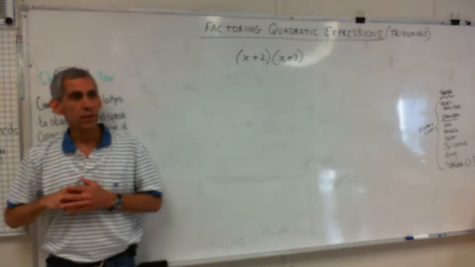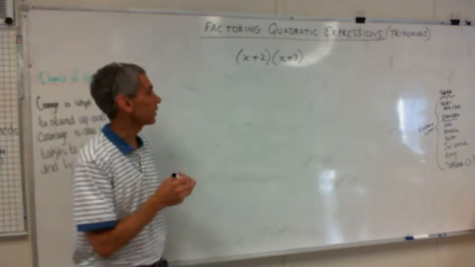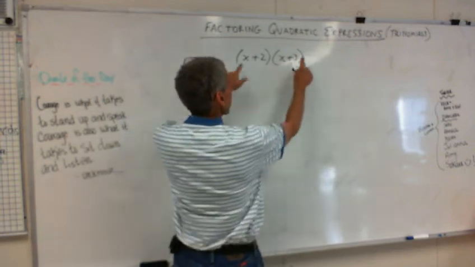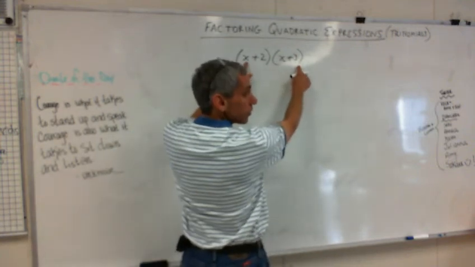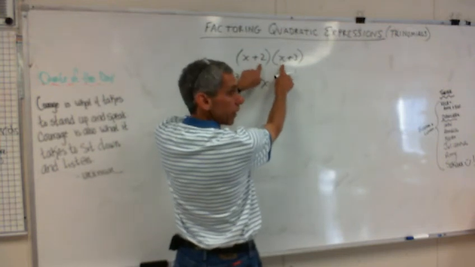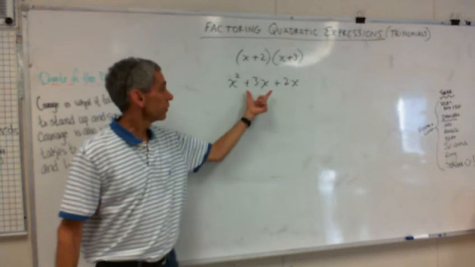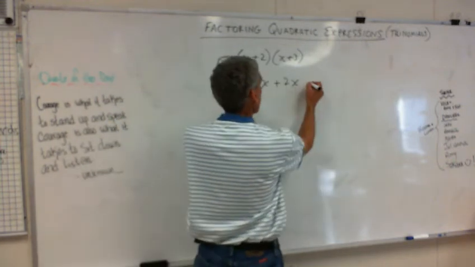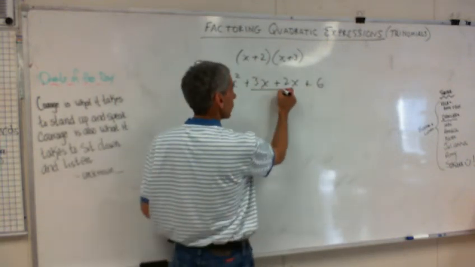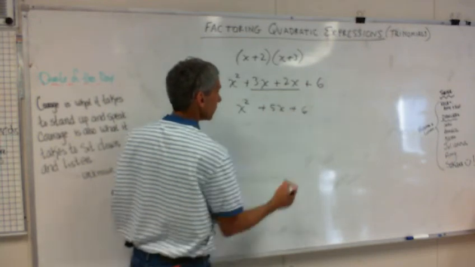So what process would you use to... FOIL, exactly. So my first: x times x squared, right? Outside, 3 times x, 3x, right? Inside, 2 times x, 2x. Notice I'm doing a plus here, Aiden, right? That's 3x plus 2x, and then plus 2 times 3 is 6. Now I'm going to combine my middle terms, boom. So I've got x squared plus 5x plus 6.